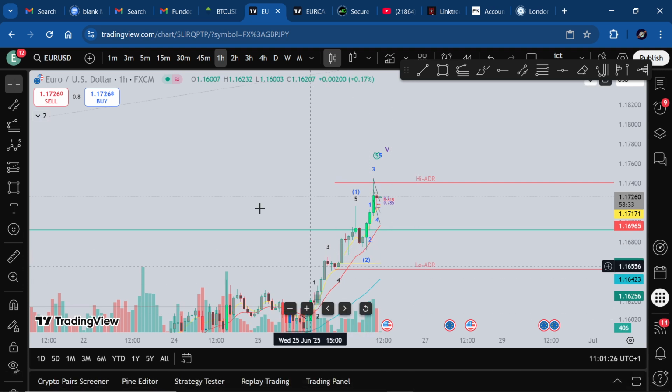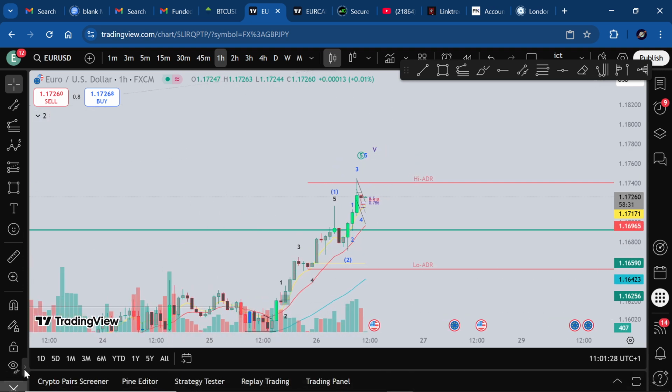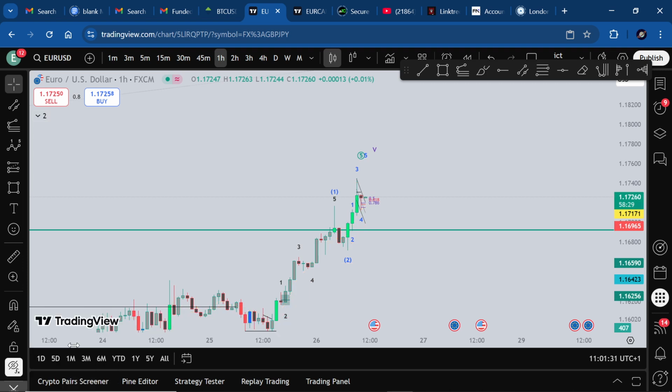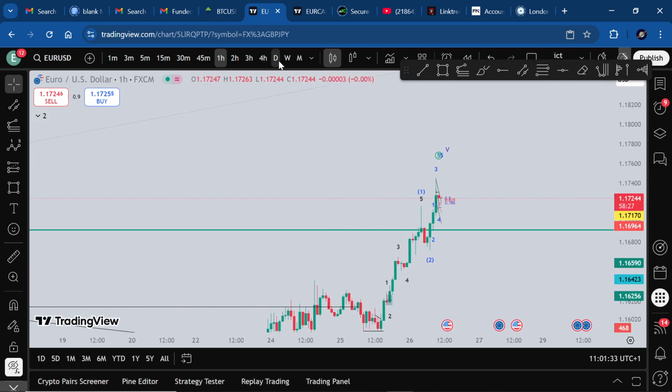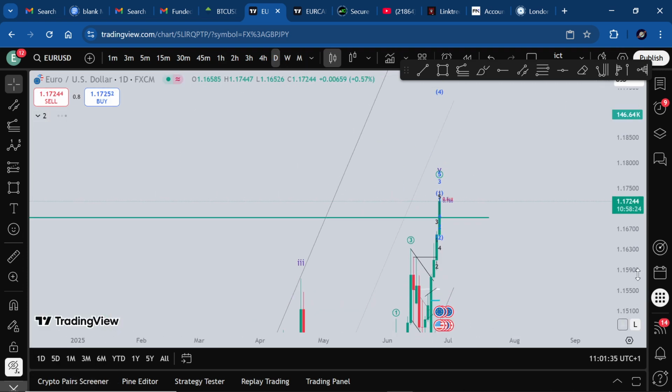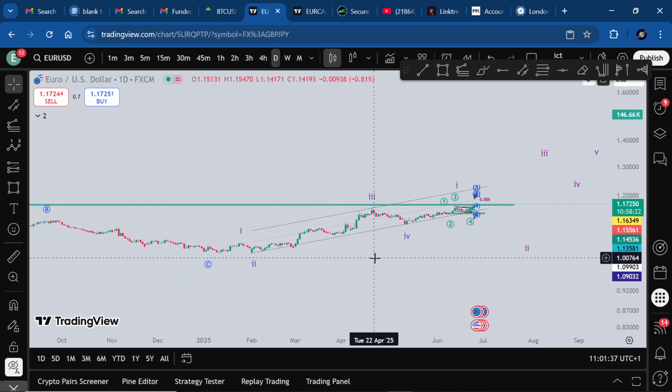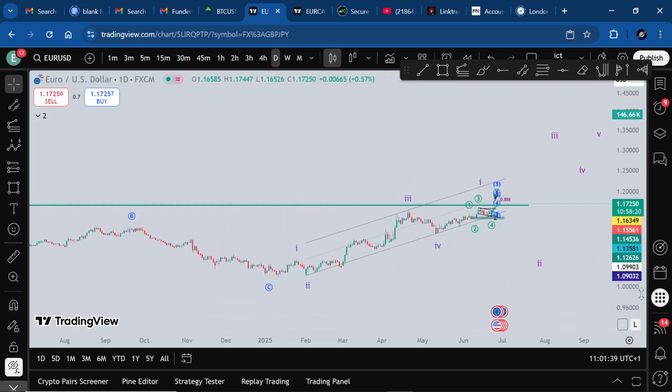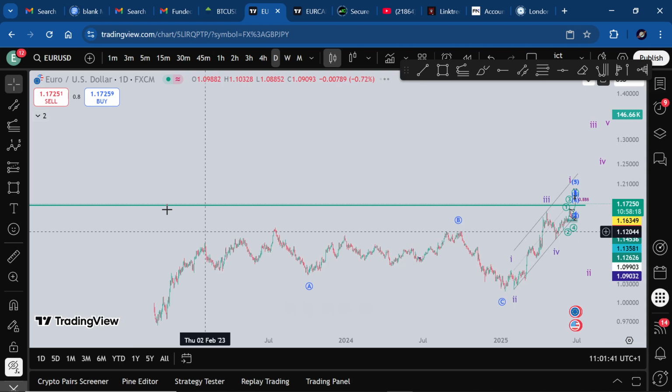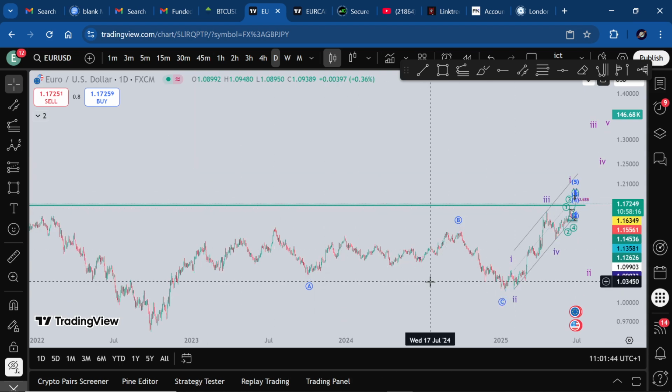So we're on the Euro USD chart. Currently, I'm on the 1 hour time frame. I will zoom out quickly to the daily so we can get some perspective there. This is the overall count so far. All right, we have the big corrective A, B, C.